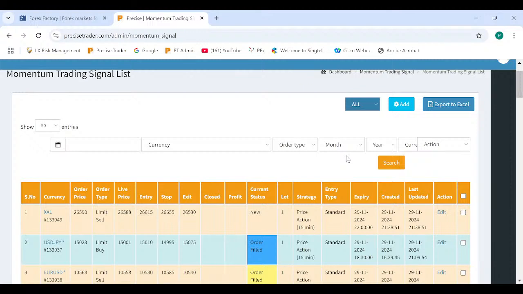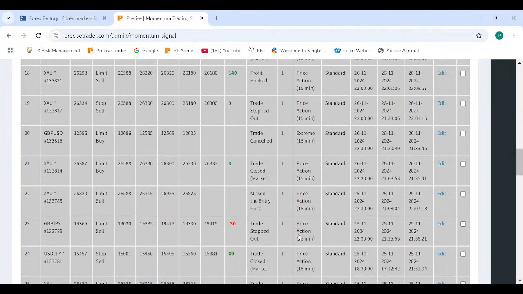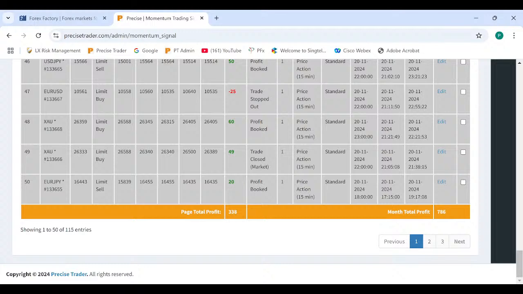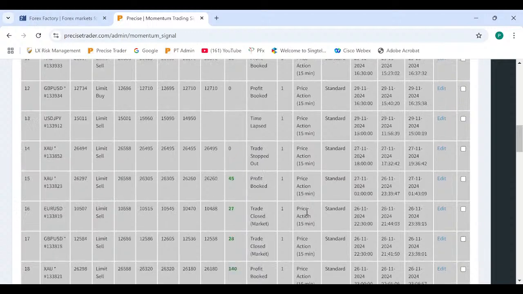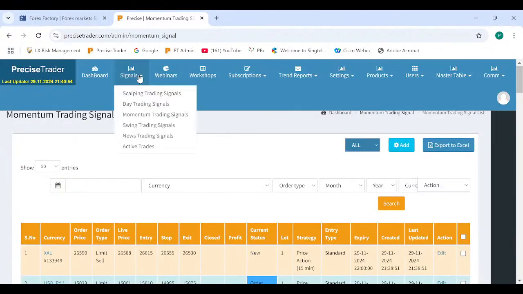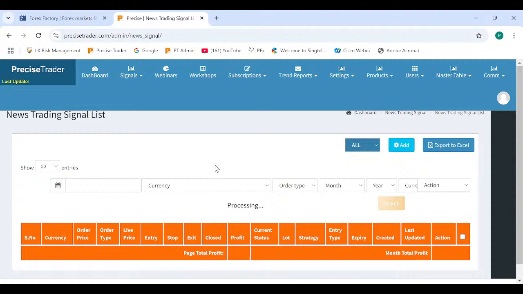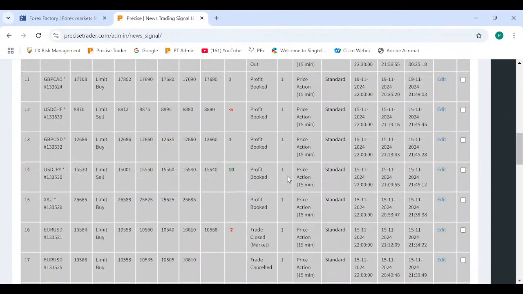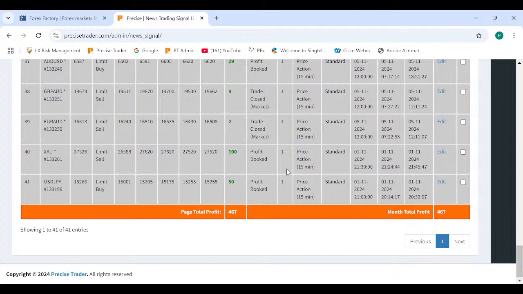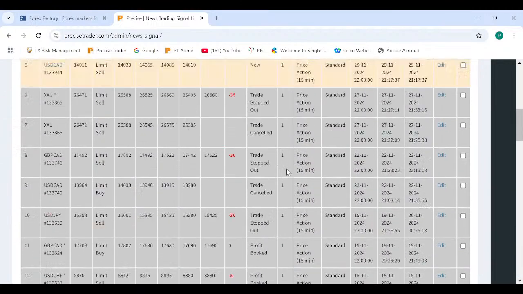For those of you who are coming for the first time, I just want to tell you that our system is very unique, and so far I think we have made more than 15% for this month. If I'm not mistaken, we have made about 7.8%, 786 pips on momentum trade. Then news trading, we made about 460 pips. That's about 4%.